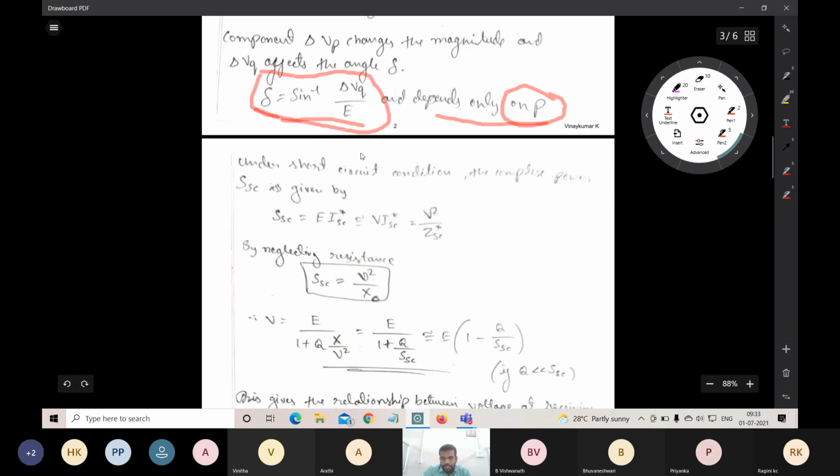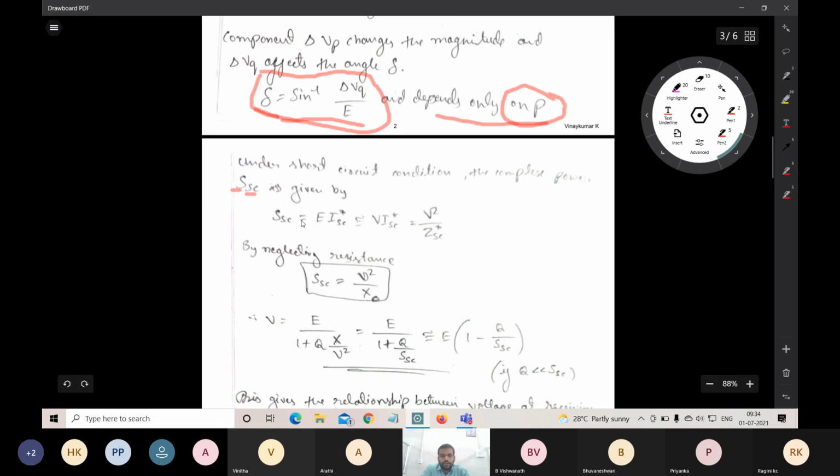So under short circuit condition, the complex power will be given by S. S gives you the complex power. S is equal to VI star, just a different nomenclature. Complex power is nothing but active plus reactive power. That's the thing: active plus reactive gives you the complex power. So under short circuit condition, SSC gives you the short circuit complex power.